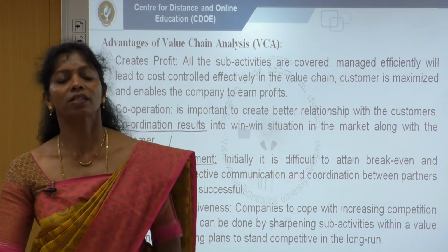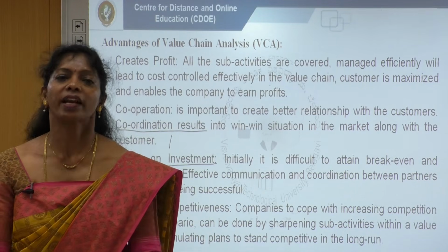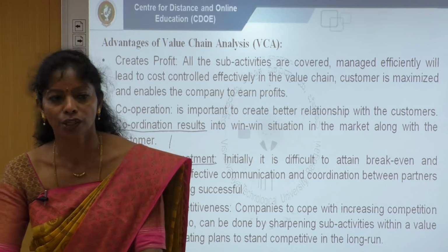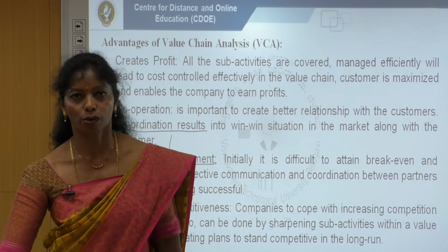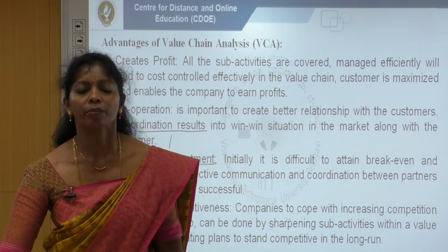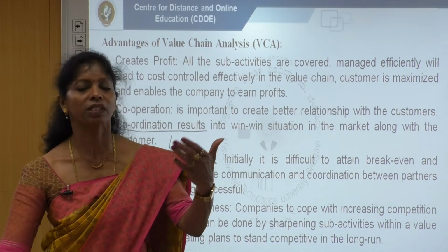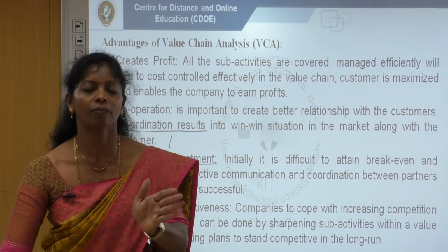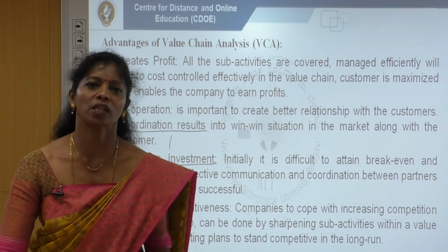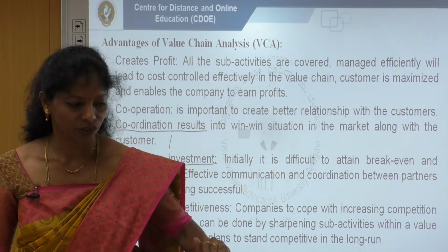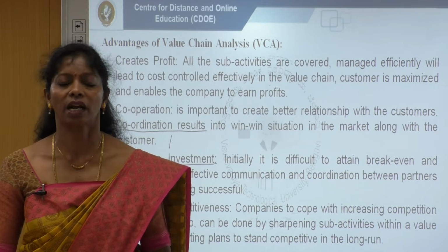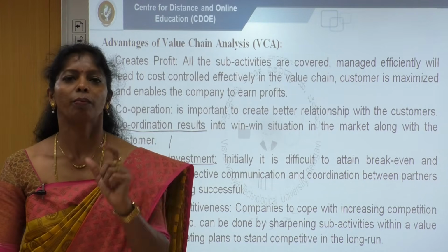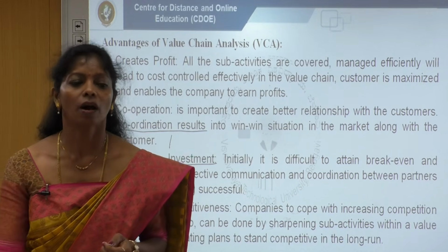Initially it is difficult to attain the break-even point and the expected return on investment, but with effective communication and coordination between the partners and the stakeholders of the organization, it can be done in the long run. That's why, when the business proposal is prepared, they look at 1 year, at 3 years, and at 5 years time. They prepare across these periods the trend and forecasting, so an organization can know after what particular point, the break-even point, the company can earn profits.